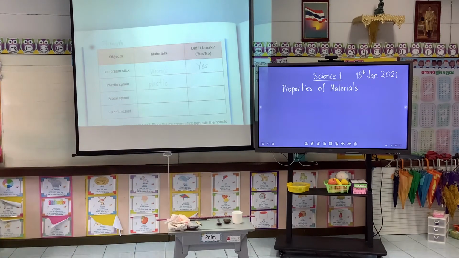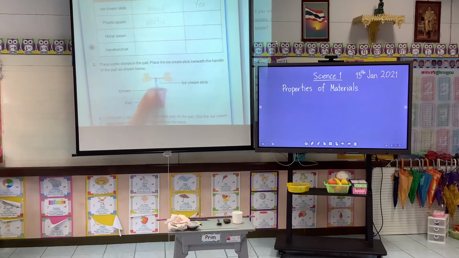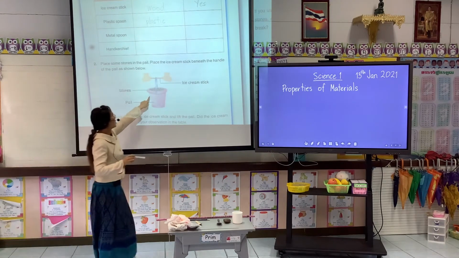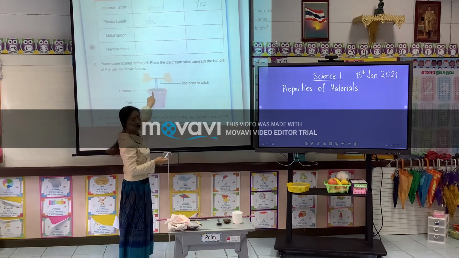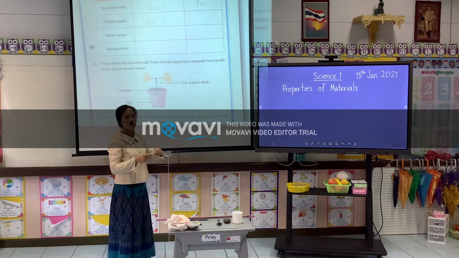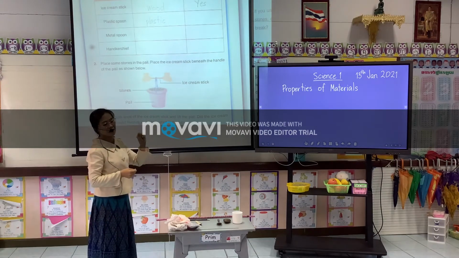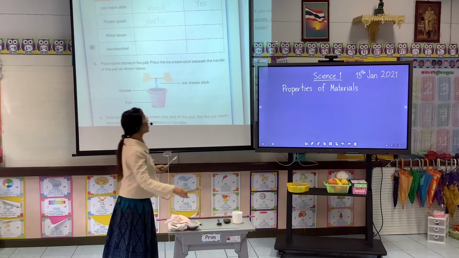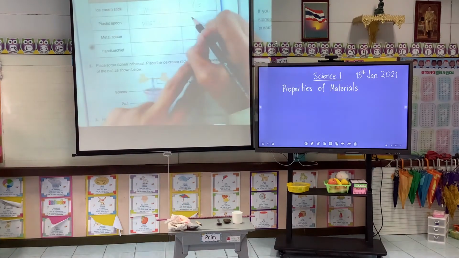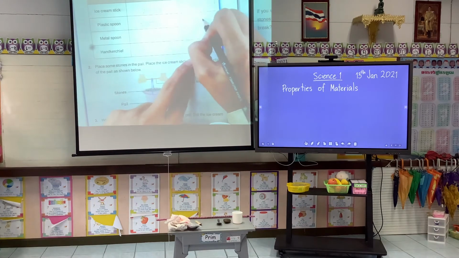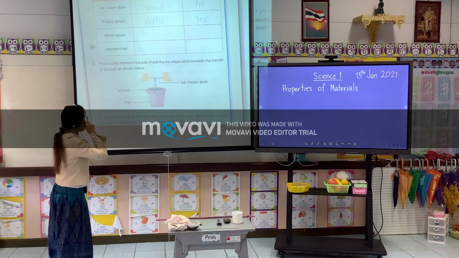Does a plastic spoon break easily? If we are going to use the plastic spoon to carry one bucket of stone, what do you think is going to happen to the plastic spoon? Did it break? Yeah, it will break. Okay? Yes. So please write down there, yes. Alright. Next one.